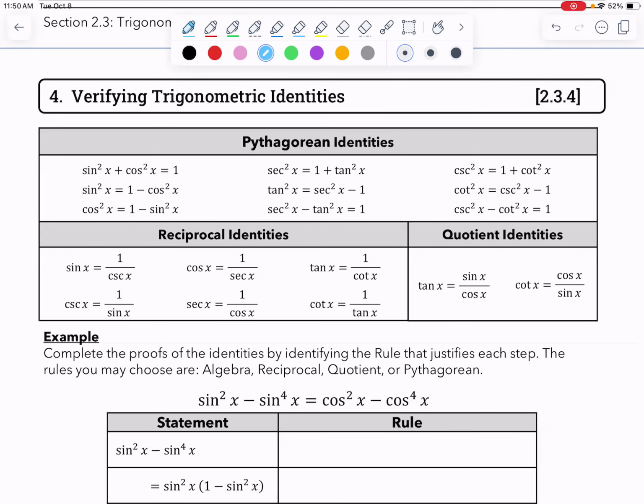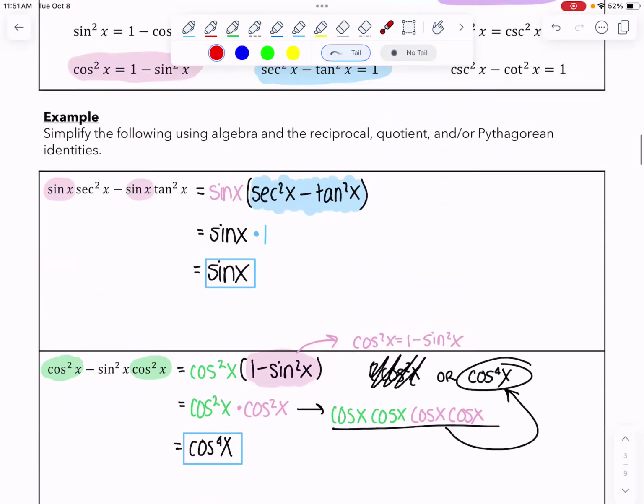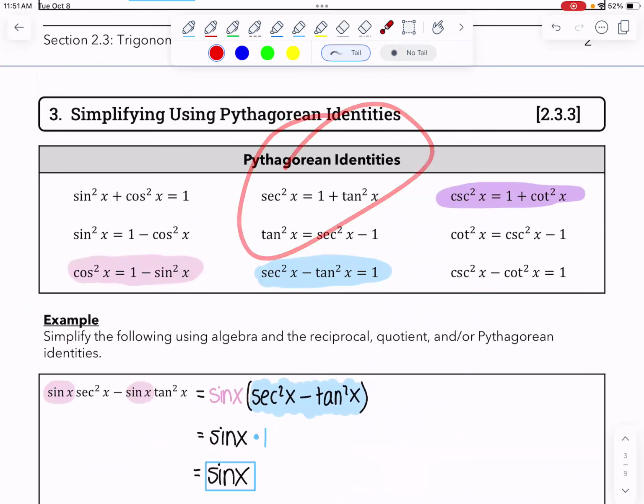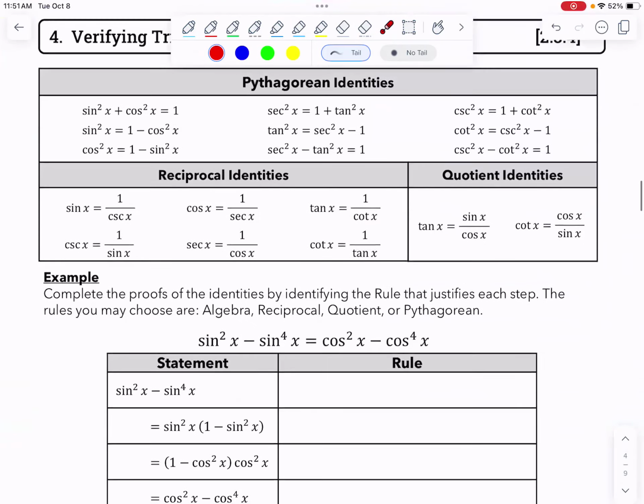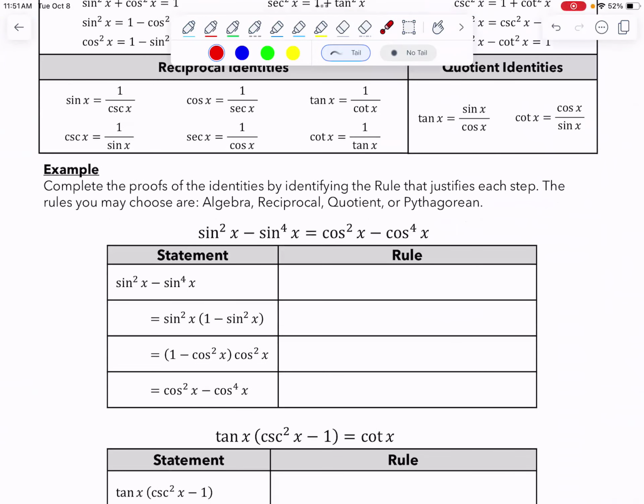Verifying trigonometric identities. In previous videos, we talked about simplifying trigonometric identities, where you're given an expression and you just use the Pythagorean, reciprocal, and quotient identities to get it as simple as possible. Now we're going to do a little bit different of a task here.